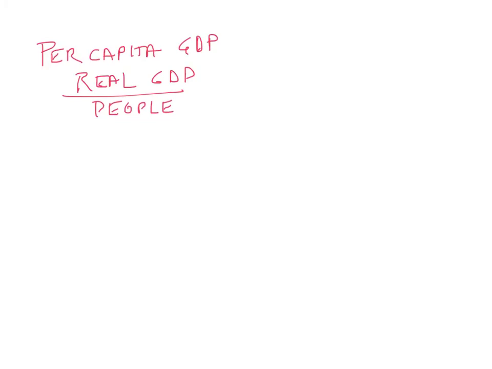We want GDP to go up. If real GDP is going up, it means the economy is expanding. We don't want GDP to go down. If it's dropping, then the economy is contracting, and if the economy is contracting, that is a recession.